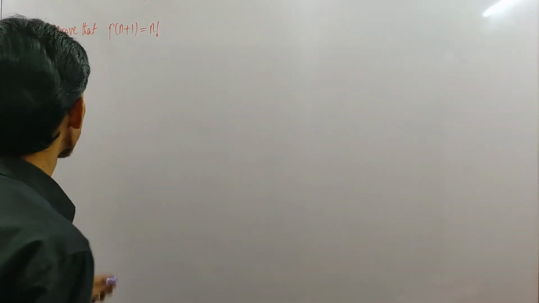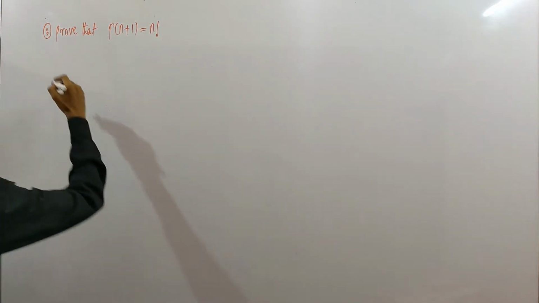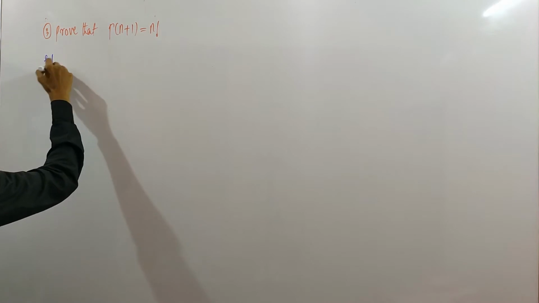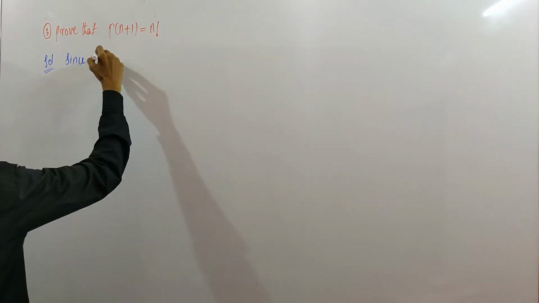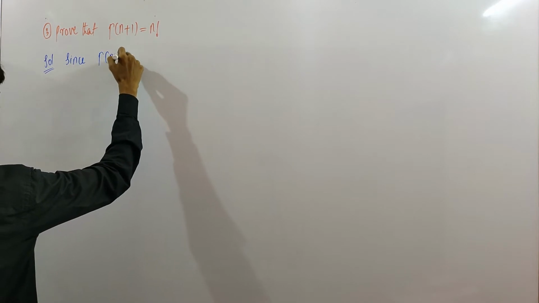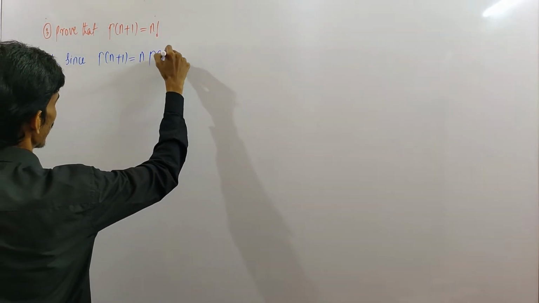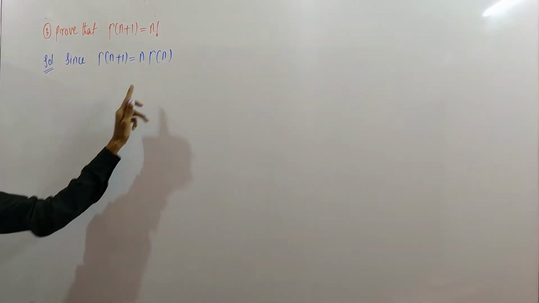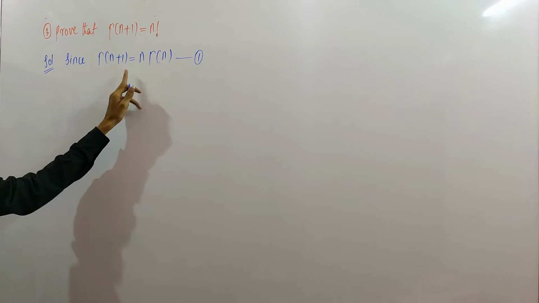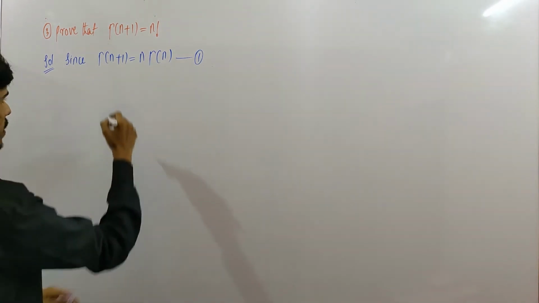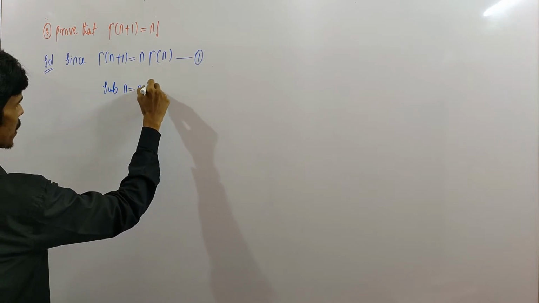Now let us prove this formula. Gamma of n plus 1 is n factorial. Since gamma of n plus 1 value we have n into gamma of n. We know this formula by reduction of gamma function. Now let us substitute n as n minus 1.